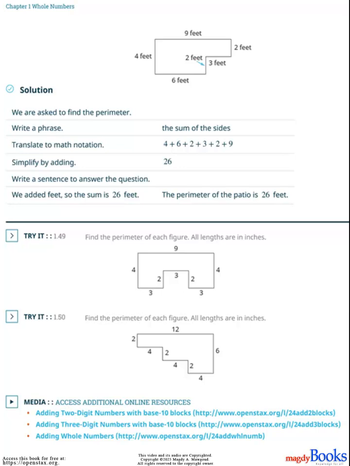Try it 1.49. Find the perimeter of each figure. All lengths are in inches. Try it 1.50. Find the perimeter of each figure. All lengths are in inches.